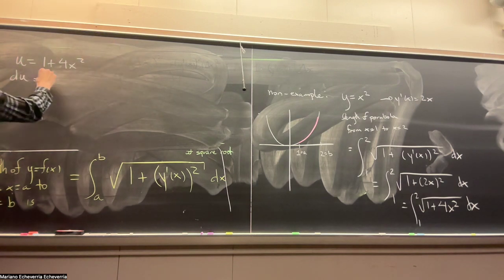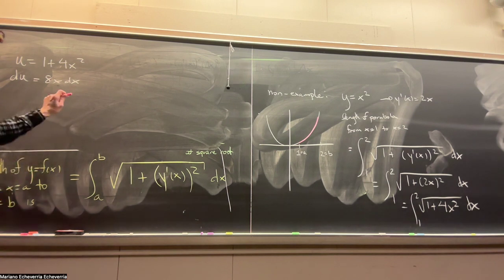Then du is 8x dx, right? You see where it happens. This x is missing, so you get stuck, right? Because if we had, just to put it more explicitly, you could say, right?